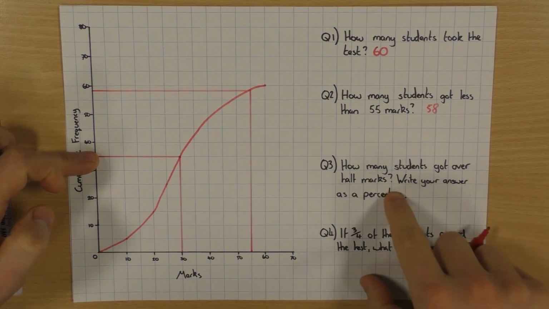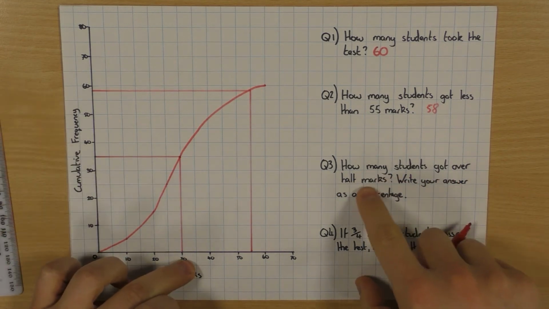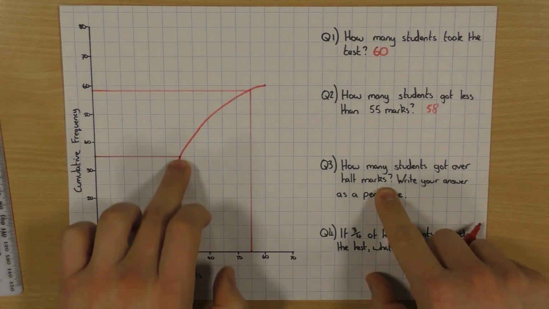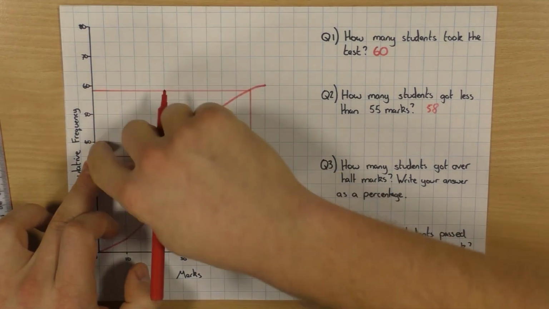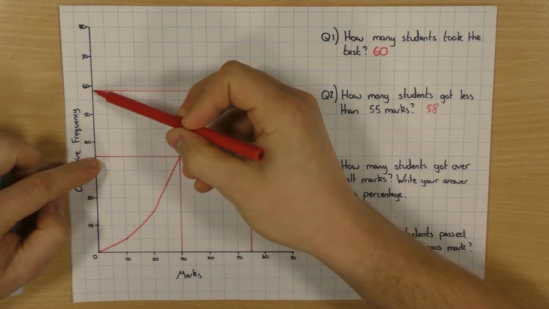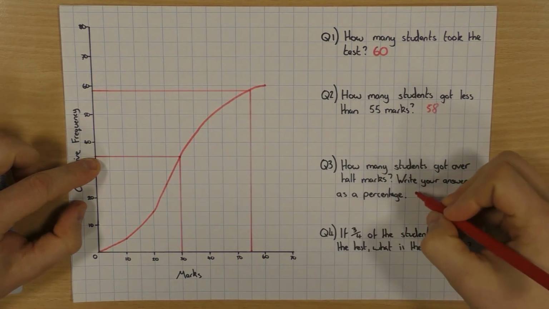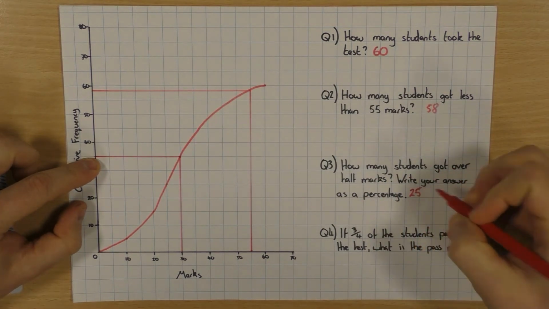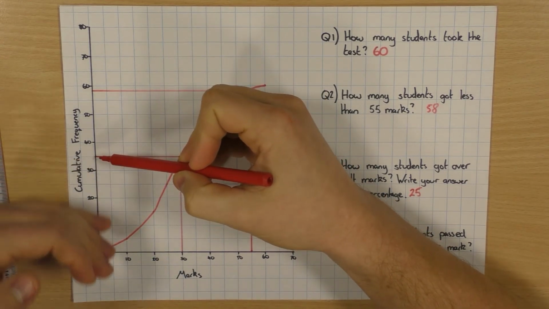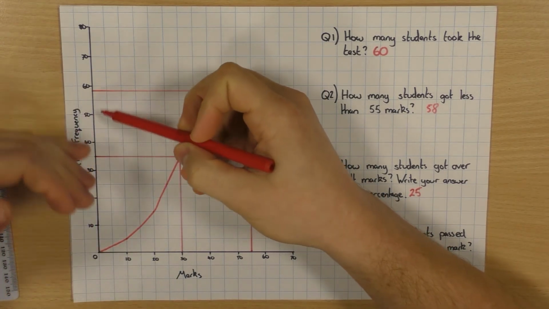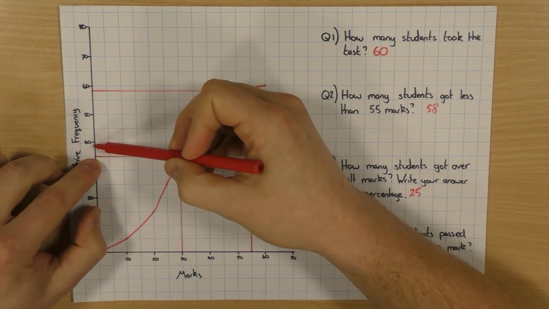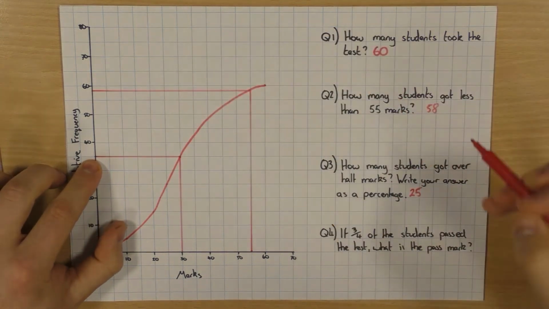How many students got over half marks? So this time it's over half marks. So if 30 is half marks, I go up. I'm looking at here. How many are over? Okay, so under is 35, which means over must be 25. So it's 25 students, because 35 students got under half, and there's 60 in total, which means 25 must have got over, and you can test that if you like. So 5, 10, 20, so yep, 25.